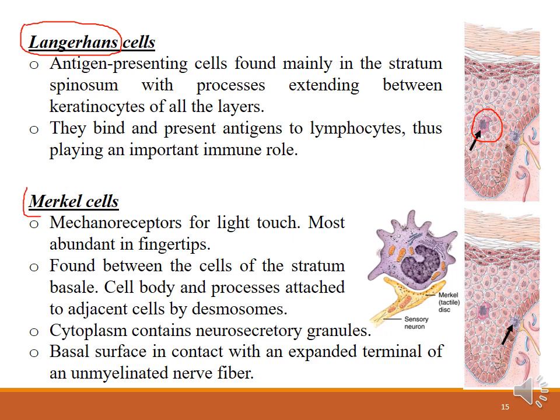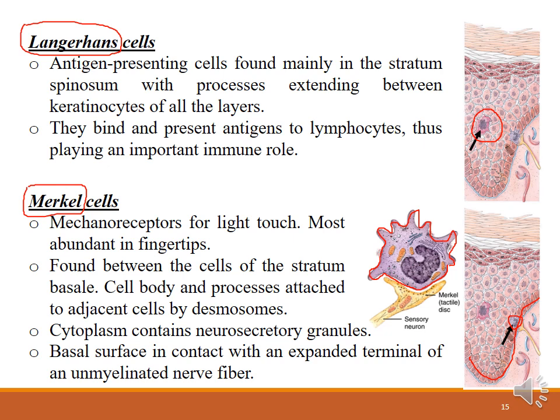Other cells are Merkel cells. These are mechanoreceptors for light touch, and they are mostly found in the fingertips. Merkel cells are found between the cells of the stratum basale. So here we have the stratum basale, and here we have a Merkel cell found between them. Merkel cells have a cell body with processes, and the cell body and the processes are attached to adjacent cells by desmosomes.